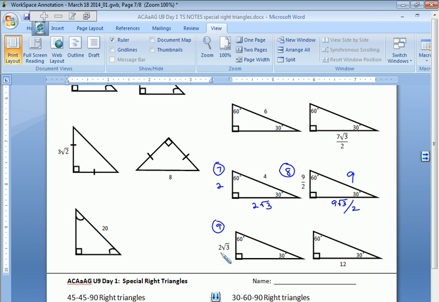Okay. Number 9. This time they gave us a short leg that actually had the square root of 3 in it. So to get the hypotenuse, we just double it. So when we double 2 roots of 3, we get 4 roots of 3. But to get the long leg, we have to multiply this times the square root of 3. 6. Very good. 2 times 3 is 6. Is our long leg.